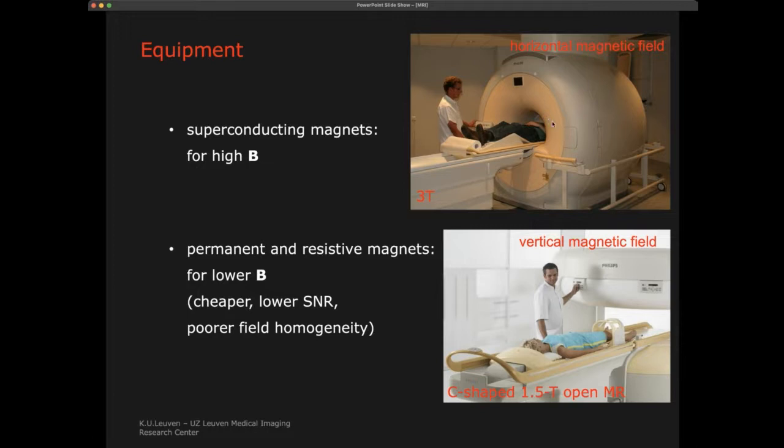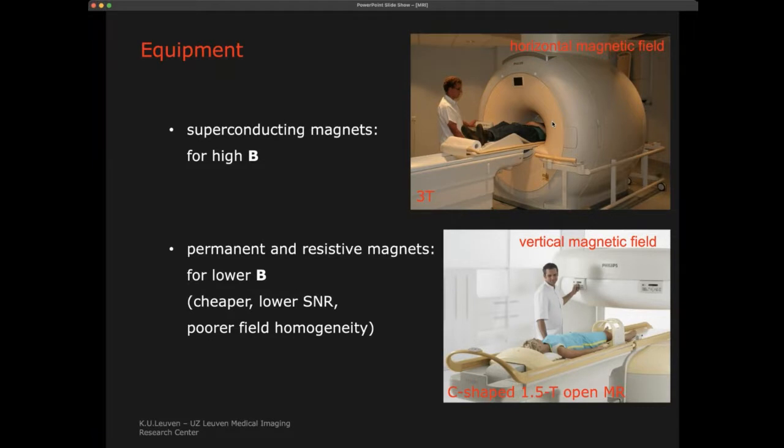And that also means that switching on or switching off the magnetic field in the scanner is not so easy, because what you need to do is first cool down the coil to the right low temperature and then slowly add current. So it takes hours, for example, to build up this magnetic field.